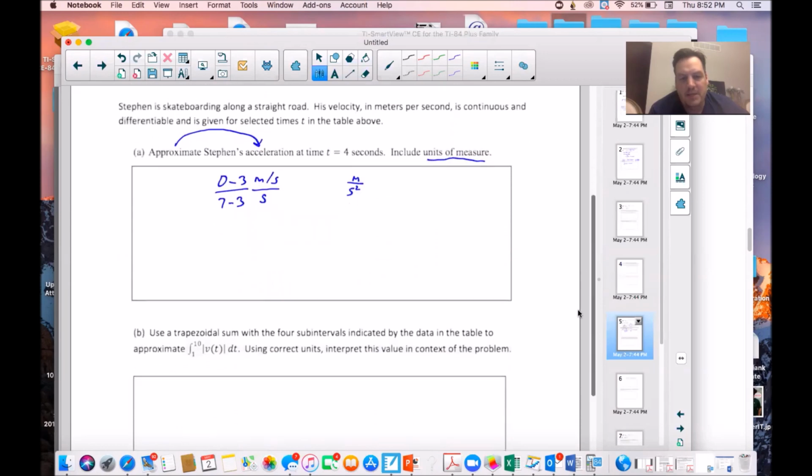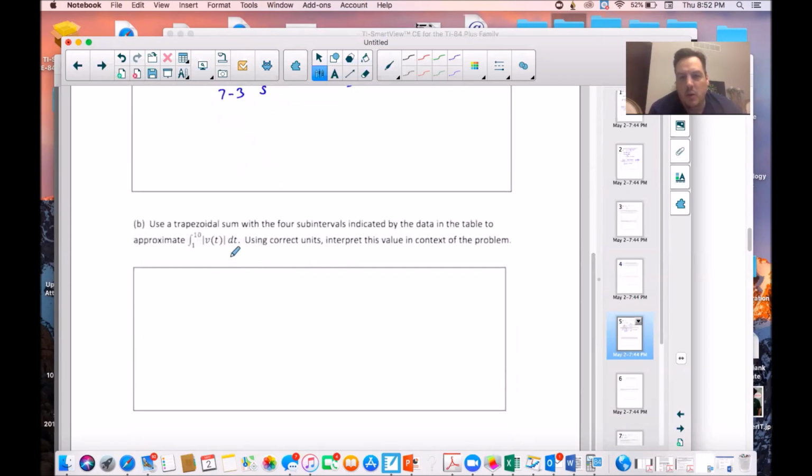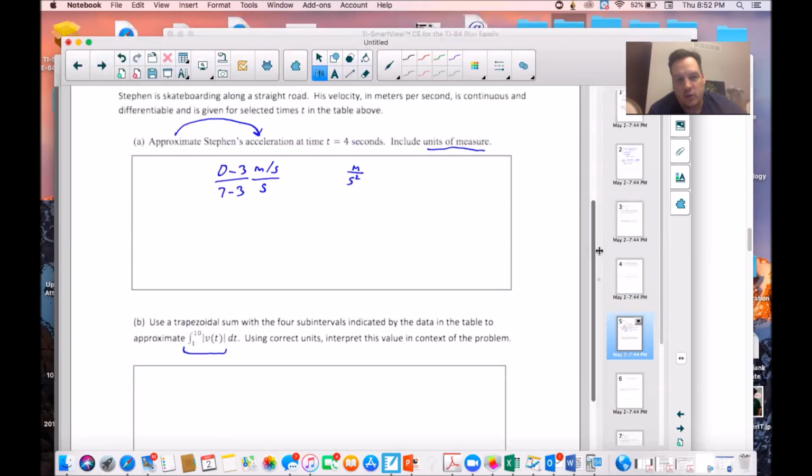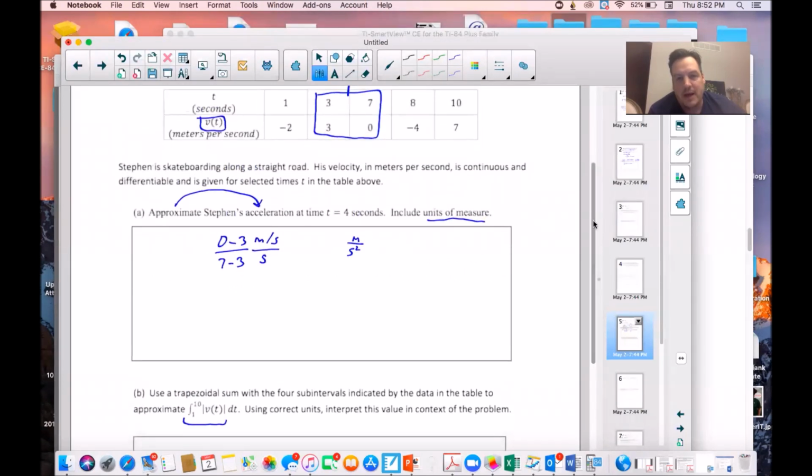And then part B, this is where I want to mention: use a trapezoidal sum with the 4 subintervals indicated in the table to approximate this. And this is something that was definitely in the webinar last night, where trapezoids and Riemann sums. If you are a little bit shaky on some of that, definitely go back and rewatch that webinar. It was a really good webinar. I was able to hop on for most of it.